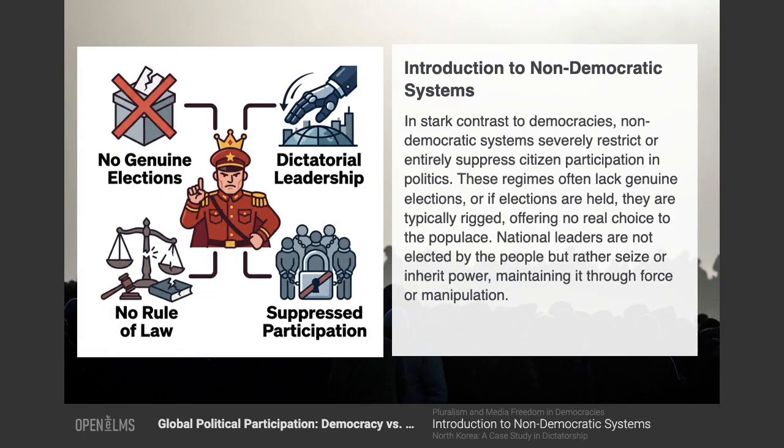Introduction to non-democratic systems. In stark contrast to democracies, non-democratic systems severely restrict or entirely suppress citizen participation in politics. These regimes often lack genuine elections, or if elections are held, they are typically rigged, offering no real choice to the populace. National leaders are not elected by the people, but rather seize or inherit power, maintaining it through force or manipulation.